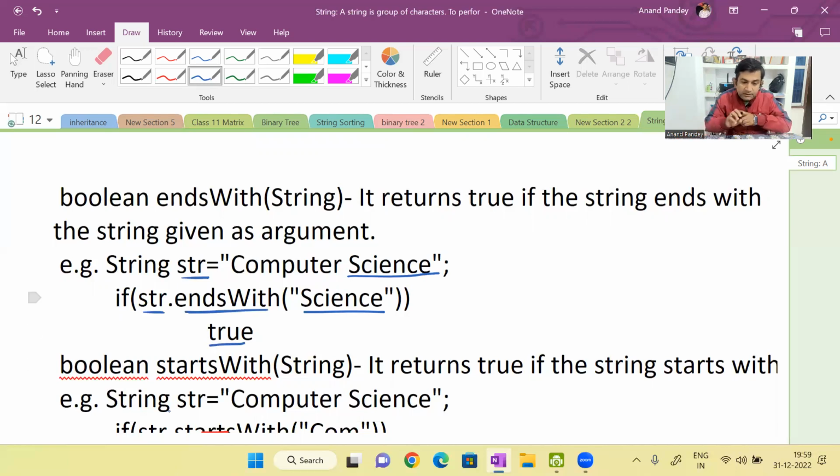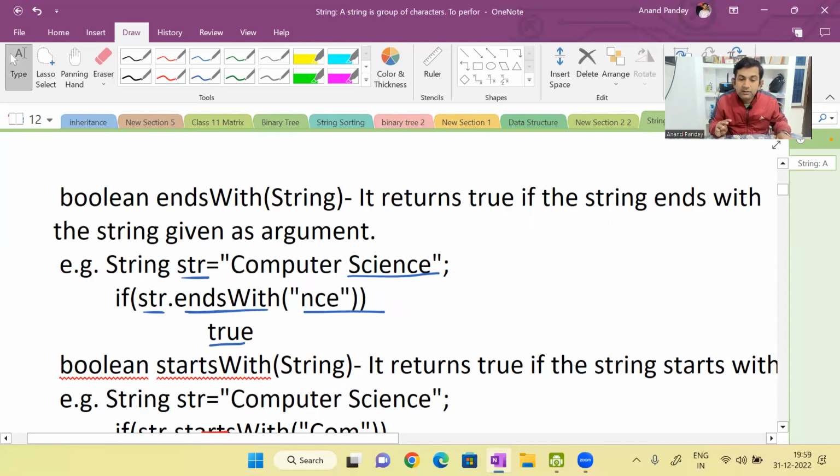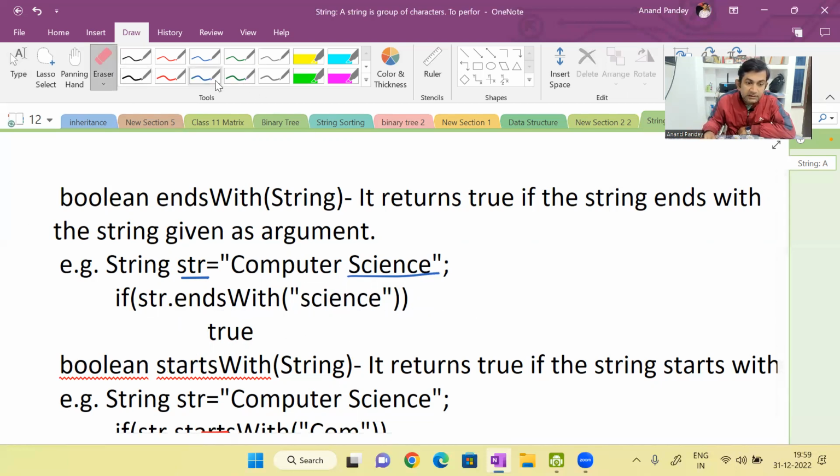If you're writing only NCE, then also it will return true. If you're writing only CE, then also it will return true. And if you're writing science with small s, in this case it will return false, because it is case sensitive. Here capital S and here small s. So it will return false. So it's case sensitive. Please remember that.